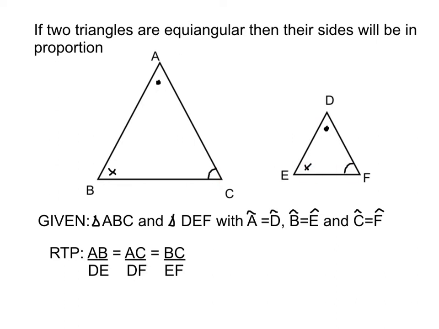And what we're wanting to prove is that AB over DE is equal to AC over DF, and that's equal to BC over EF. Obviously, if we prove it the other way around, in other words, DE over AB, DF over AC, and EF over BC, it means exactly the same thing.